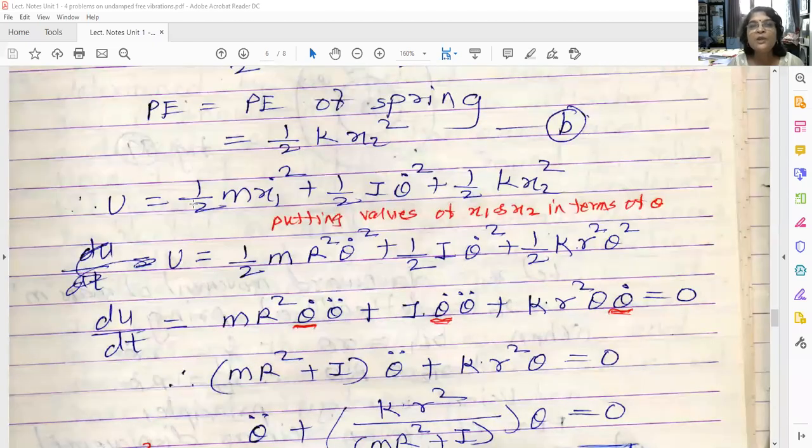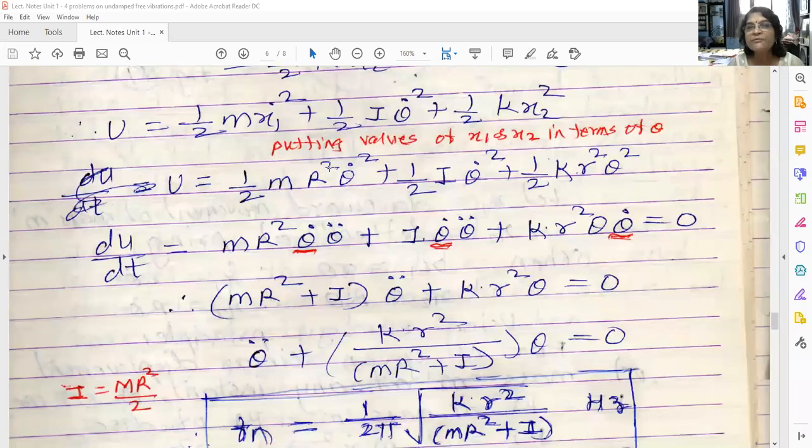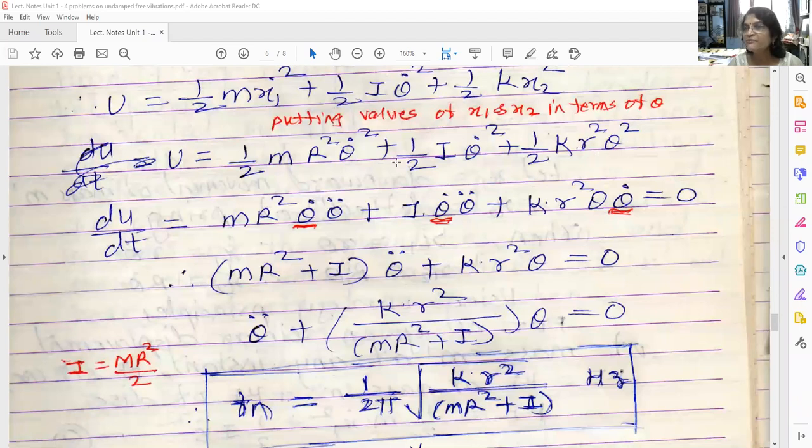So U is equal to 1/2 m r square. X1 we have replaced. X1 dot square is equal to r square theta dot square. Then 1/2 I theta dot square keep as it is. Plus 1/2 K x2 square is replaced by r square theta square. So now every term consists of theta, no x1 or x2 is there.